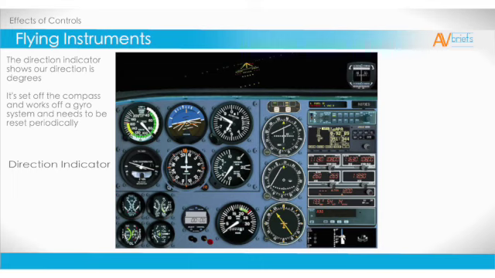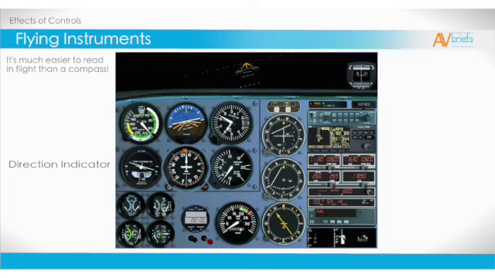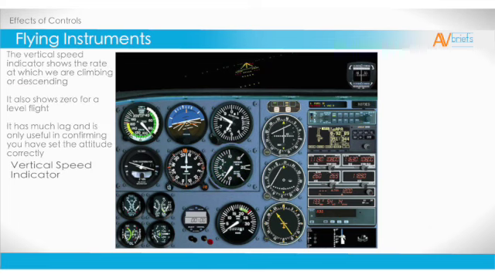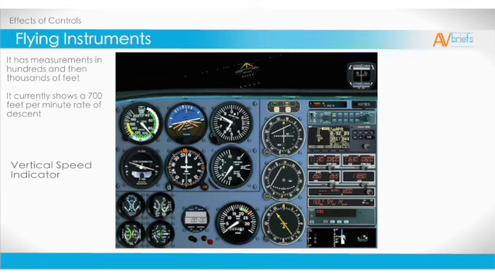The direction indicator shows our direction in degrees. It's set off the compass, and works off a gyro system, and needs to be reset periodically. It's much easier to read in flight than a compass. The vertical speed indicator shows the rate at which we are climbing or descending. It also shows a 0 for level flight. It has much lag, and is only useful in confirming you have set the attitude correctly, not in setting the attitude. It has measurements in hundreds and then thousands of feet. It currently shows a 700 feet per minute rate of descent. What you'd expect to see in this phase of flight.